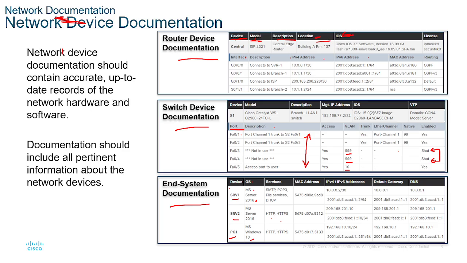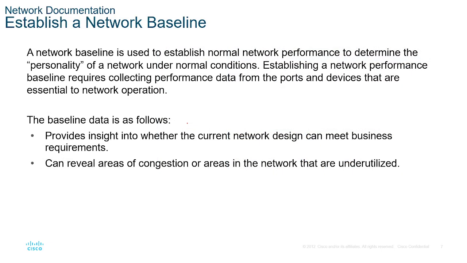Now, in system documentation, we will have server 1, server 2, and PC 1. Now, the operating system of each one is mandatory. You need to put in the service that they will provide. Each server will have a MAC address, IPv4 and IPv6, default gateway, and a DNS, if there's a DNS. Of course, in a real example, we will have a DNS.